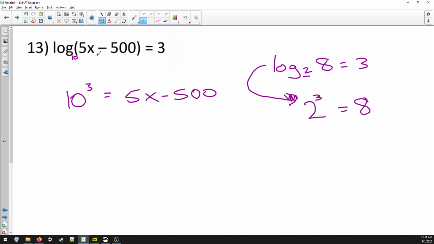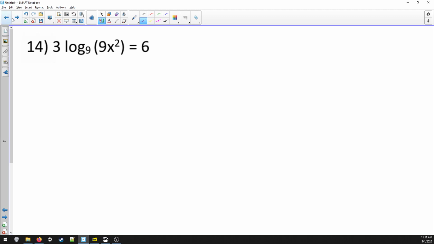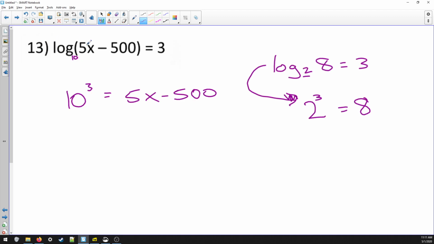And just as a side note here, because we're going to see it in a minute, you can see that in problem 14, there are numbers floating around on the outside of the log. Right? We have to get rid of all that stuff first. This one doesn't have that issue. There's nothing outside of the log expression. So that's why I was able to go right to converting, okay? So if I solve this one, 10 times 10 times 10 would be 1,000, okay?